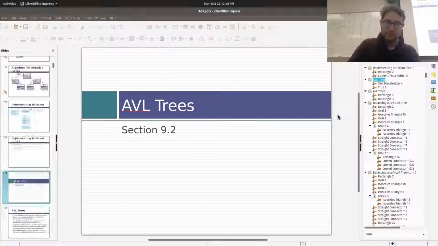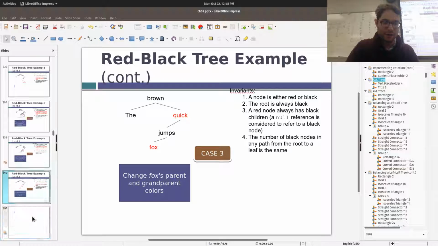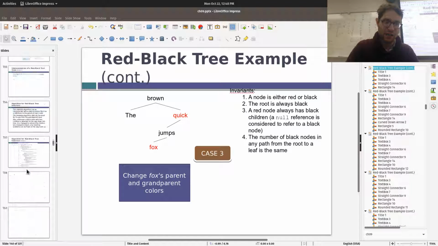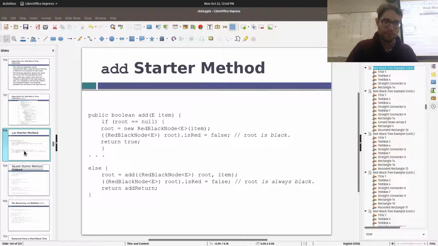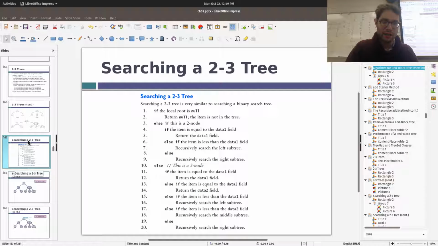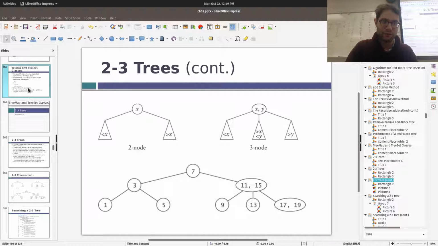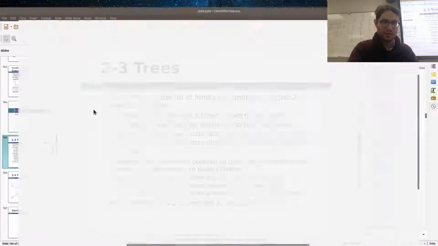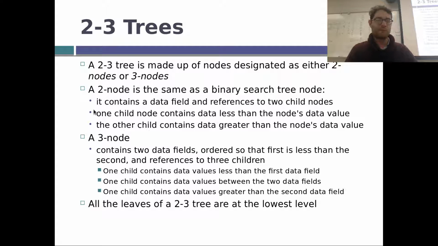Let's see. Now, the only other thing I want to show you that's kind of unique about other self-balancing trees is one that breaks the idea that we've been having that a tree can only have 2 children, right? Which is a 2-3 tree, which is made up of either 2 nodes or 3 nodes. 2 nodes have 2 children, 3 nodes have 3 children.